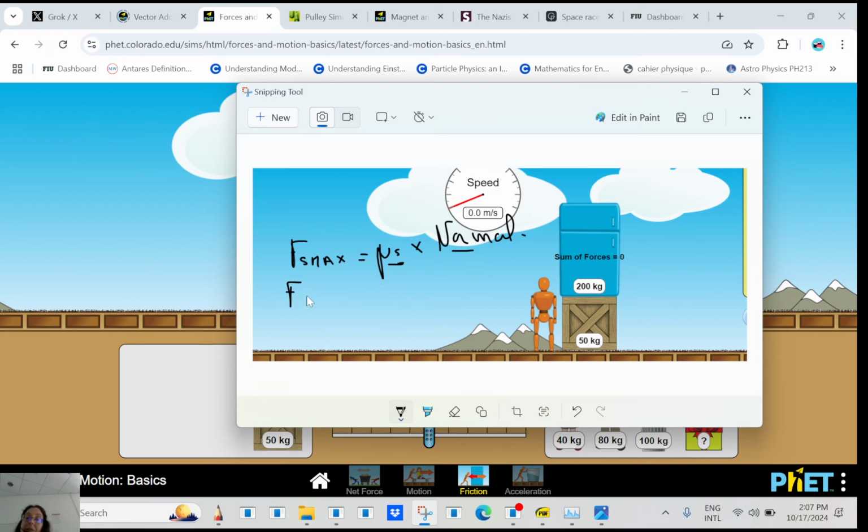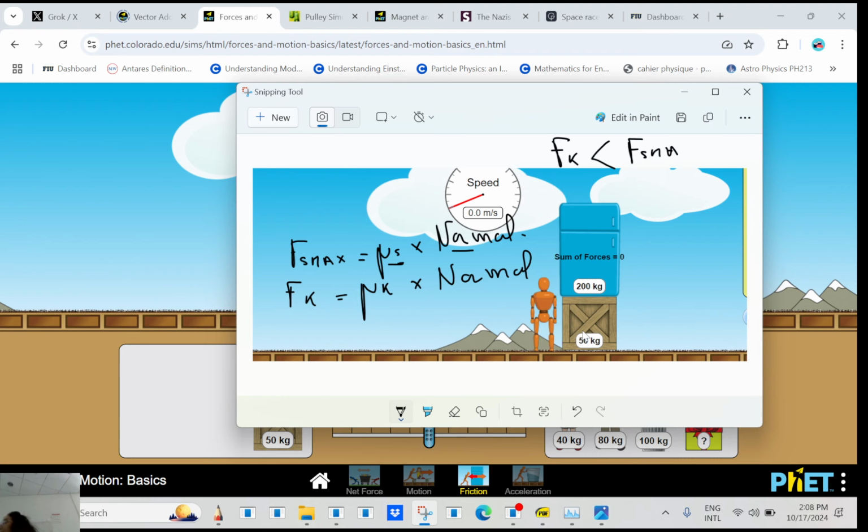Now, the kinetic friction has the same expression, but now the coefficient will be the kinetic coefficient, and you also have to multiply by the normal force. And the kinetic friction is always smaller than the maximum static friction. In the experiment I did here, you saw that the maximum static friction was about 120 Newton, but the kinetic friction was 94.